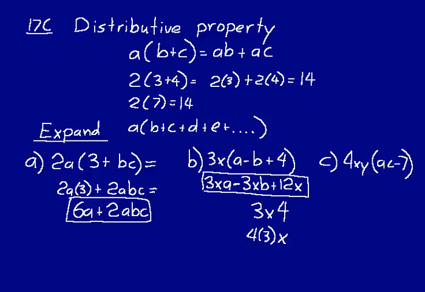Let's do one more. 4xy times ac minus 7. So let's expand this problem. That's what we're doing. We're going to use the distributive property, and we'll distribute 4xy over the AC and the negative 7. So we do 4xy times AC, and I just like to do these in alphabetical order. It doesn't really matter because the order in multiplication doesn't matter, but I'll make that 4ACXY. And then 4xy times a negative 7, I'll put the minus sign in front and do 4 times 7 is 28xy.